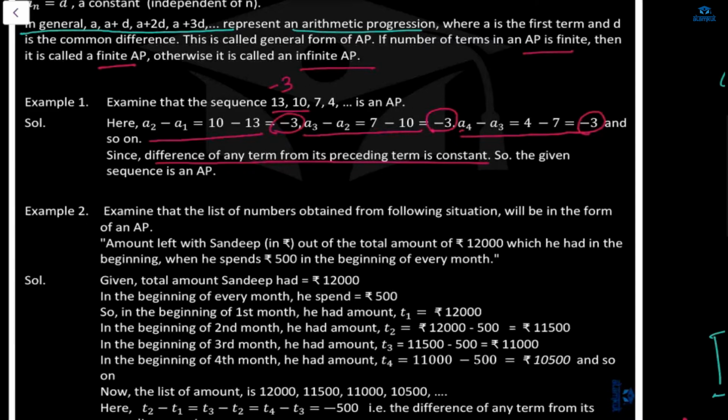But if you get numbers different from the common difference when you subtract the preceding term from the next one, and you don't get a constant, and every time you get a different one, then that sequence is not an AP.